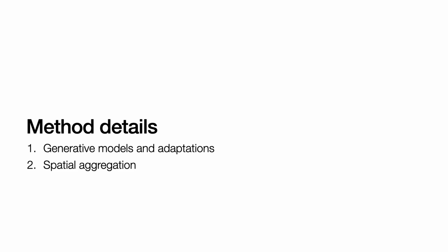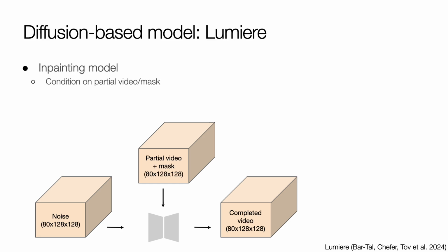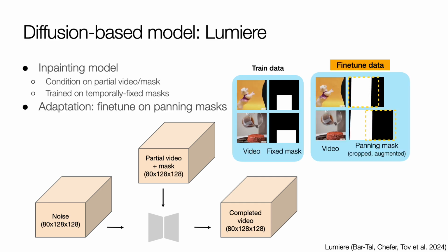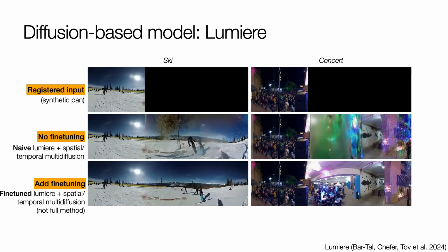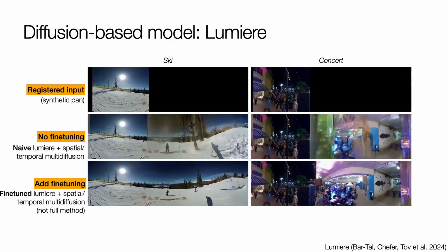Next, let's go over other method details. In this work, we explore two types of generative models, diffusion-based and token-based. The Lumiere inpainting model takes in partial video and mask as condition to iteratively go from pure noise to the completed video. However, this model was only trained on temporally fixed masks. We further fine-tuned the model for our task using the same training videos and replacing the fixed masks with our panning masks. Here we can see without this fine-tuning, the completed videos have a lot of artifacts.